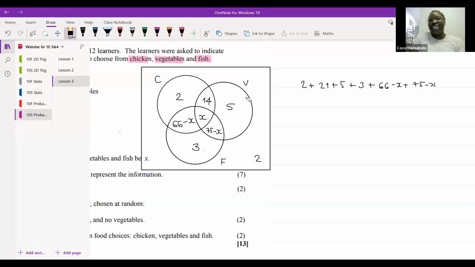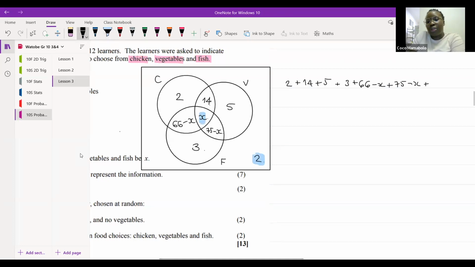Thank you. Okay, so let's start this equation over again, Namisile. Let's start again. What would we get? 2 plus 14 plus 5 plus 3 plus 66 minus X plus 75 minus X, plus, no, it equals X. Equals to how much? Plus 2, plus 2. Correct, plus 2 plus X.